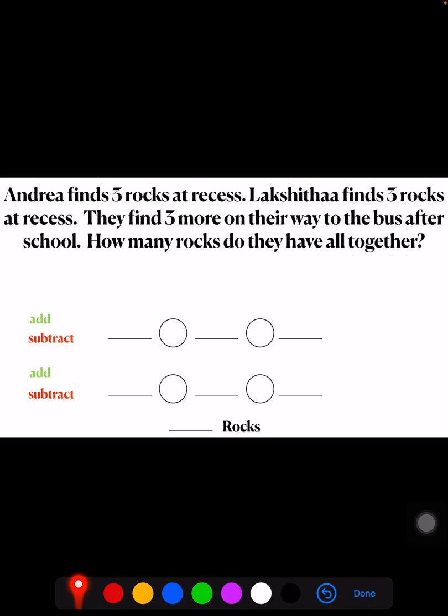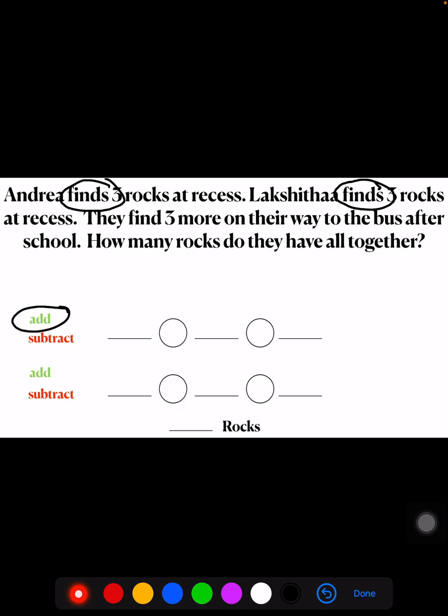Wow, okay, well I already can tell this is a multi-step problem. They want to find out how many rocks they have all together. But they found a bunch of different rocks, didn't they? Andrea found some, Lakshita found some, and then they both found more on the way home. So, are we going to be adding or subtracting first? The first thing we need to do is find how many rocks they found at recess. We're going to be adding. Great job. The key words here are finds and finds.